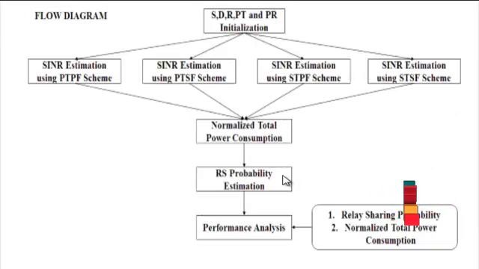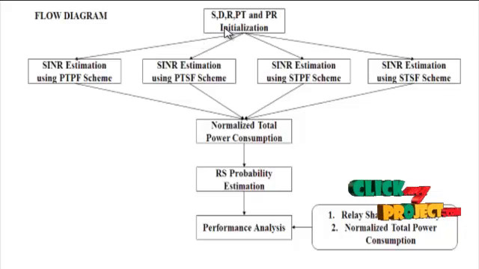Let me discuss the flow diagram for our process. Initially, the system model has been designed. Here, source S, relay R and destination D have been incorporated. Also, we deploy the primary transmitter PT and primary receiver PR.